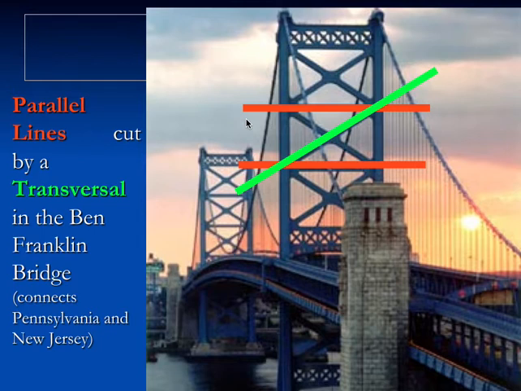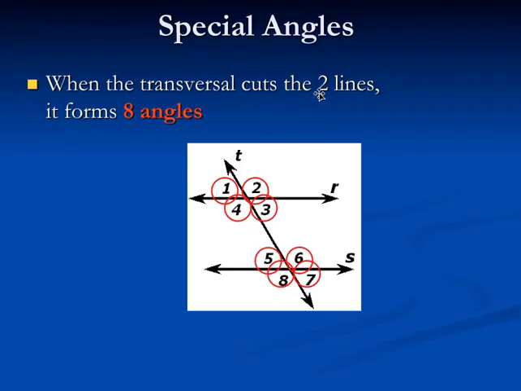You don't need to write this down or draw this picture, but we just wanted to illustrate 2 parallel lines being cut by a transversal. What you see in this picture is the Ben Franklin Bridge, which is the bridge that connects Pennsylvania and New Jersey. The 2 red lines are parallel, and they're being intersected by that green transversal. You'll notice that these intersections form 8 angles, and we're going to be getting into the different relationships that these angles have to each other in the next couple of slides.